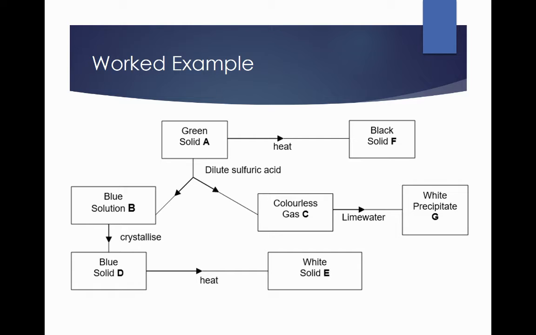And I think if you are thinking along the same line as what I'm thinking, you might want to start with the colorless gas C, because lime water is something that is very specific. And you do see the white precipitate G that is being formed. I hope that you can conclude that this tells us that colorless gas C is carbon dioxide. Because when this carbon dioxide is passed through lime water, which is calcium hydroxide, it does form a white precipitate G, which is otherwise known as calcium carbonate.